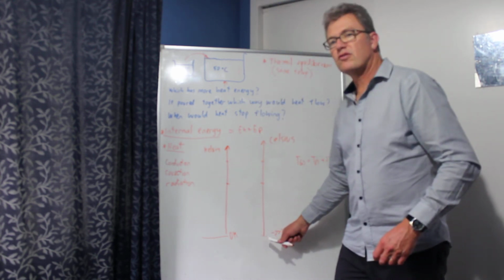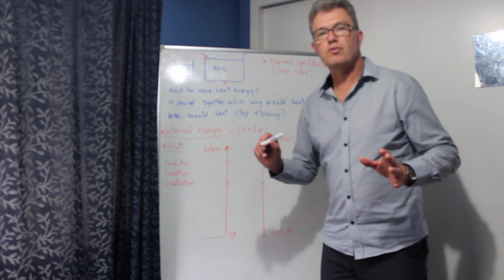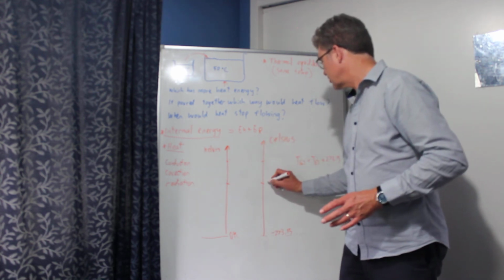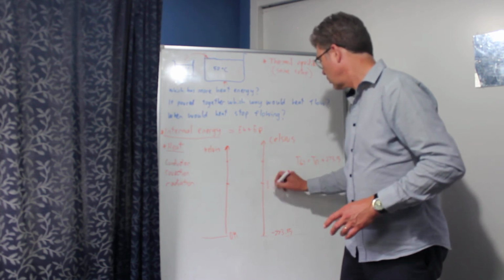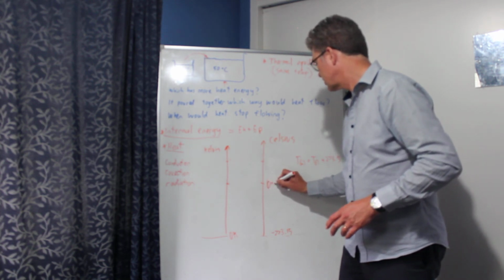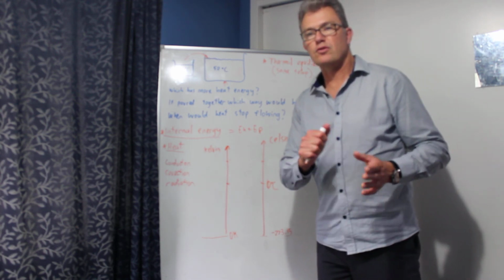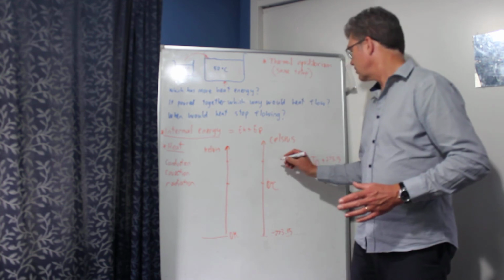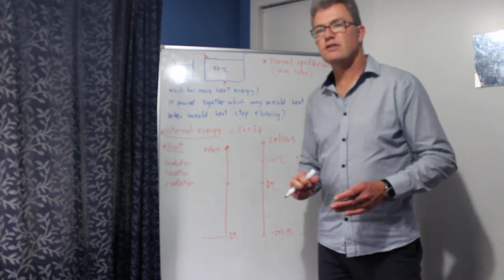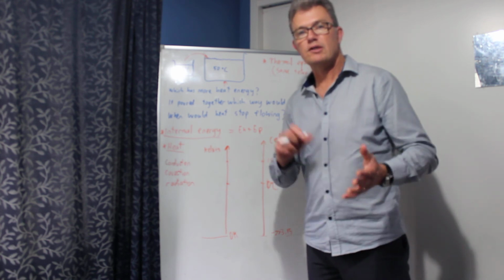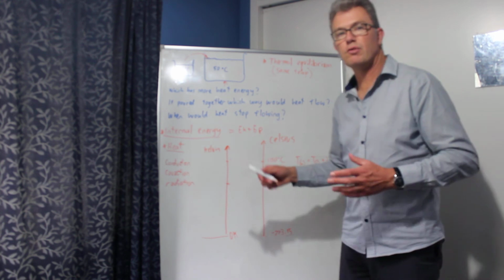For the Celsius scale, there are the two fixed points that we know about. There's 0 degrees Celsius, where water changes from freezing to liquid phase, and then there's 100 degrees Celsius, where water will change state from liquid to gas or boil. And those are the two fixed points that we are very familiar with.